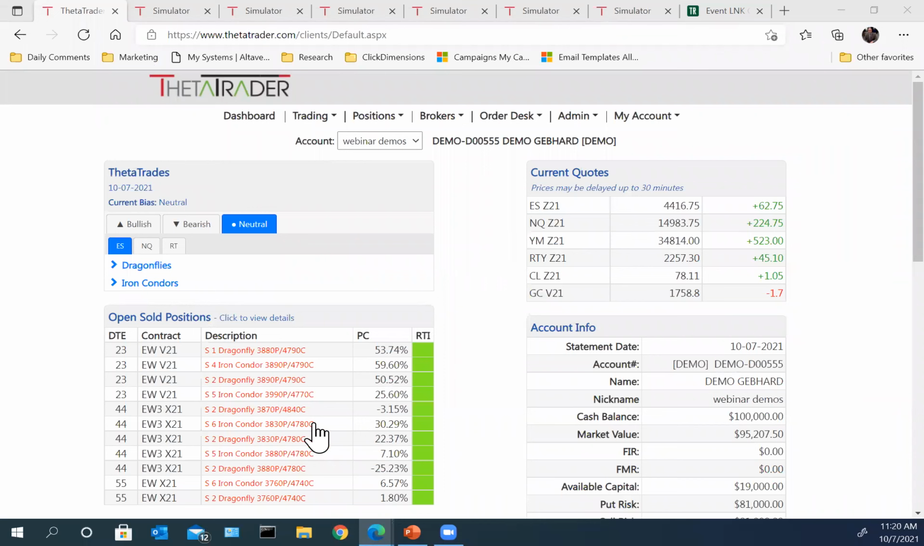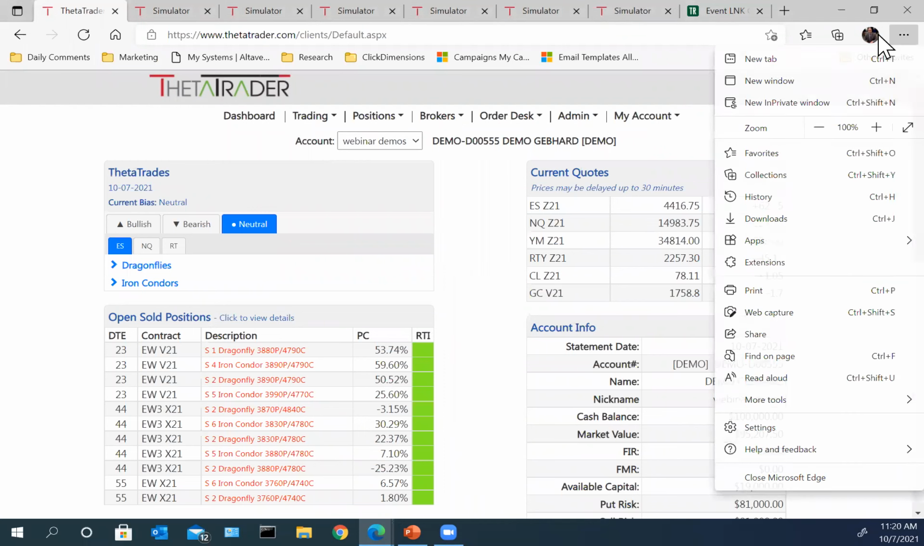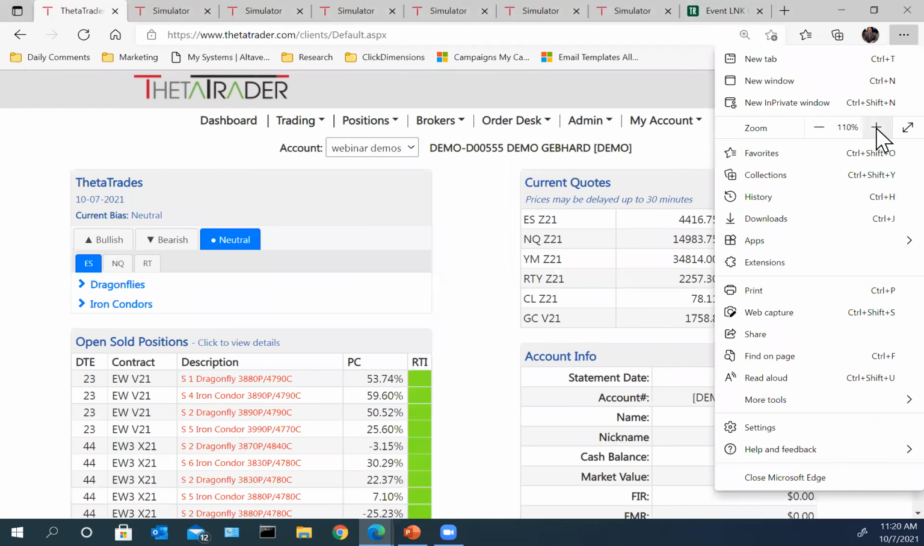Okay, so we are now looking at the dashboard for Theta Trader. Let me expand that just a second here.